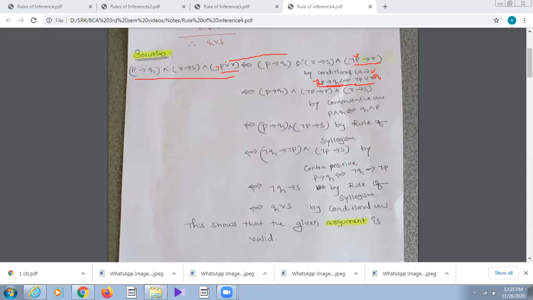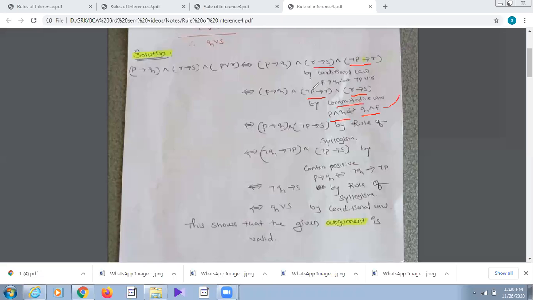Second, here R is there, and here also R is there. If you exchange the positions of this premise and this premise, then it is easy to apply the rule of syllogism. So that's why we use the commutative law. Whatever this premise is, we move it to this side: negation P conditional R, and the premise R conditional S will be moved here, by using the commutative law. The commutative law states that P conjunction Q can be written as Q conjunction P.